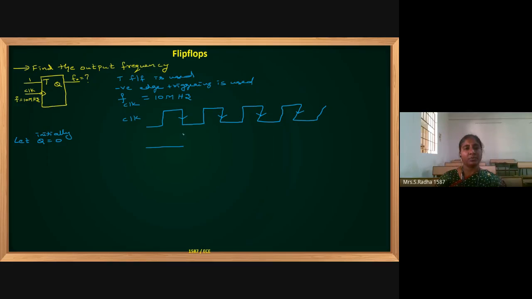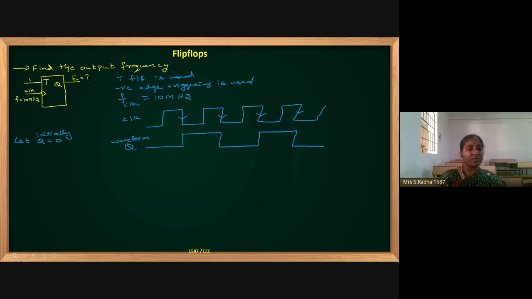Whenever a negative edge comes, it will change to the opposite logic. Okay, this is the waveform for the output. Toggle is happening because T equals 1 and negative edge triggering is applied. So at the negative edge, we have to make the toggle in the output waveform.